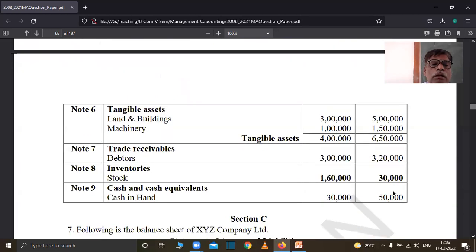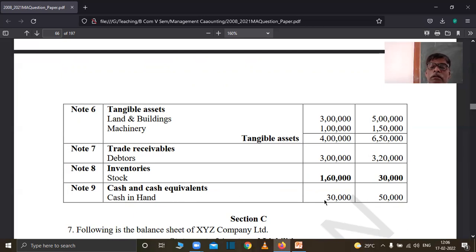And next is current asset. Regarding current asset, first is trade receivable, that is the debtors. First column 3 lakh, second column 3 lakh 20,000. 20,000 increase. You take it in the increase column. Next is stock. Stock 1 lakh 60,000, 1 lakh 30,000. You take decrease. Decrease is 1 lakh 30,000. You take it in the decrease column.